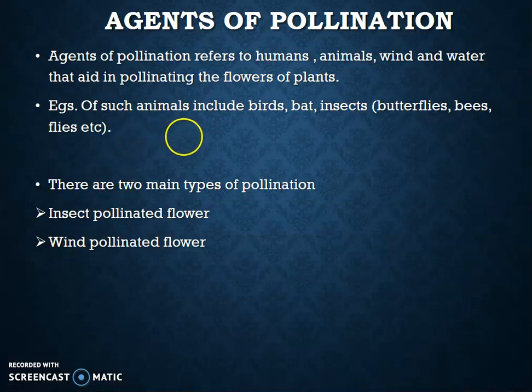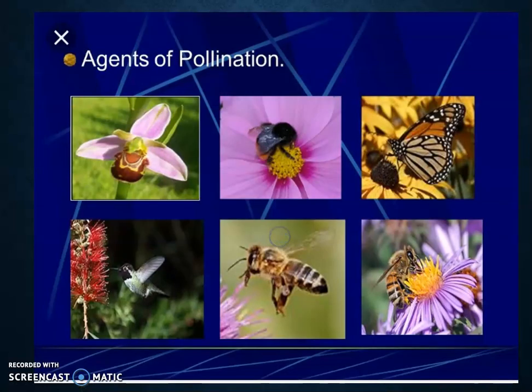And there are two main types of pollination under the agent. We have the insect pollinated flower, and then we have the wind pollinated flower. Each of them has its own distinct characteristics. So these are some of the images of the agents: we have the bee, you have the butterfly, you have the fly here, you have the bird here, plus other ones, including the wind.